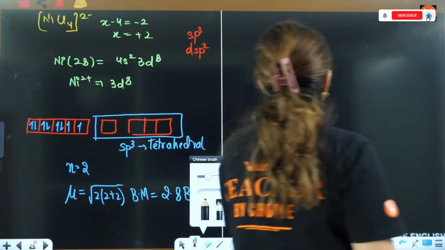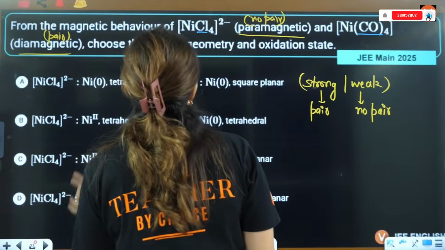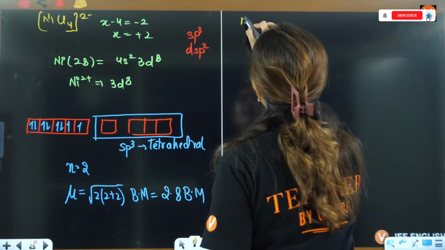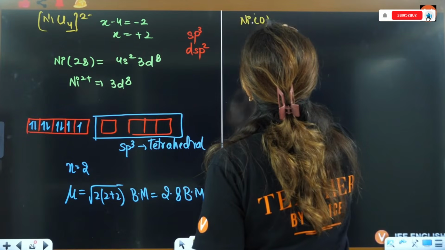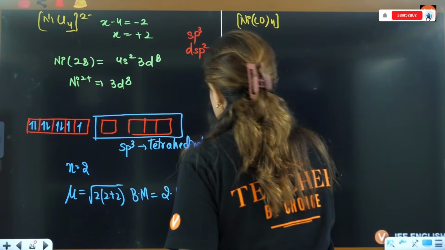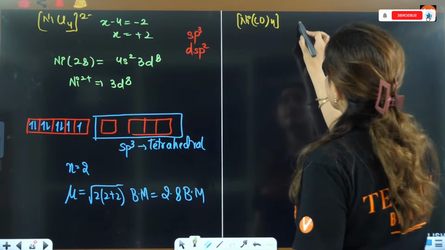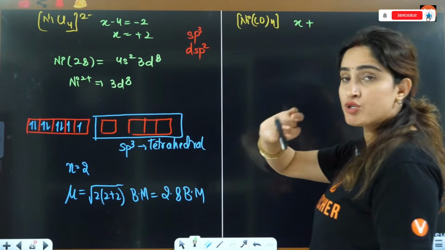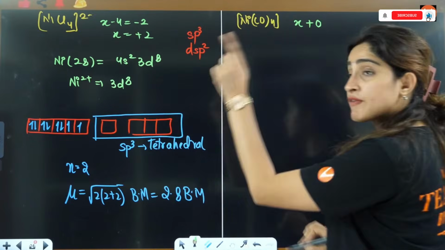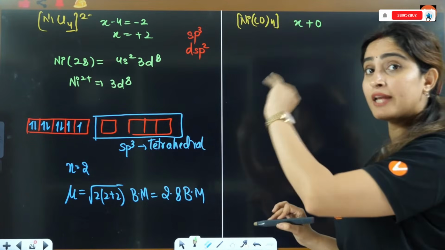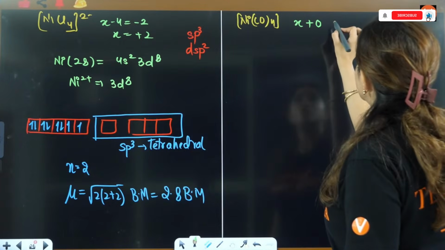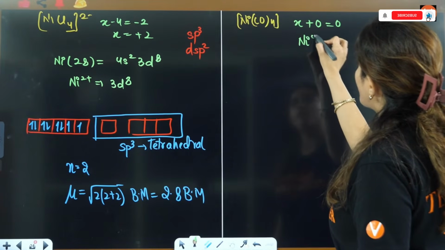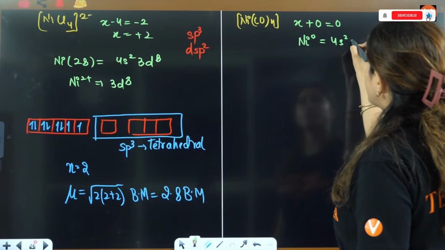Okay, then you have Ni(CO)4, right? Now you should know some really basic things about this chapter. Carbonyl is a neutral ligand. It will have 0 charge, that I have given you in the chart. You will understand from there which is neutral, which is negative. So x plus 0, overall charge is 0. So nickel will be in 0 oxidation state with 4s2 3d8.